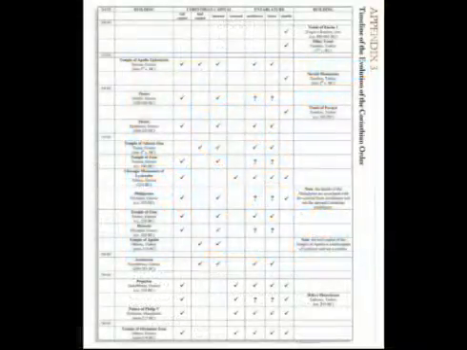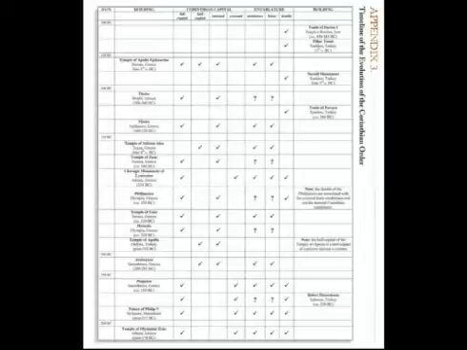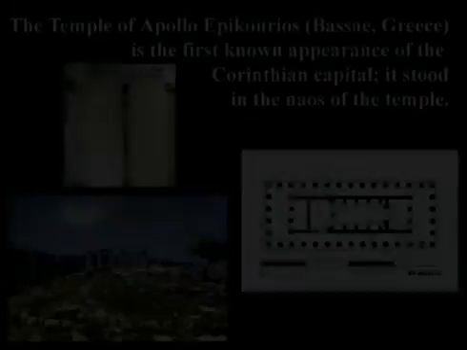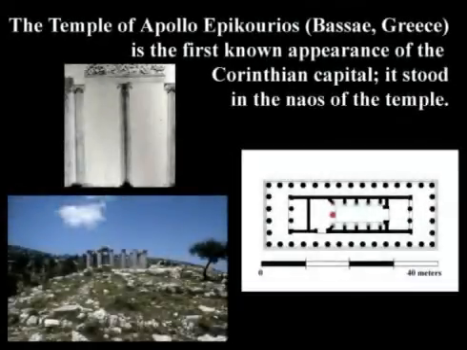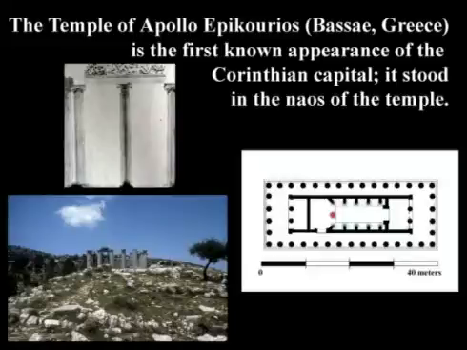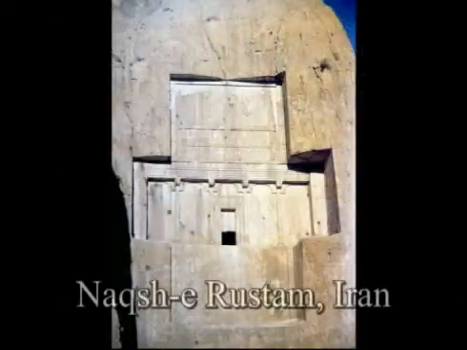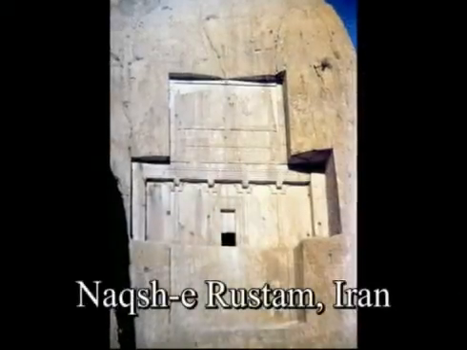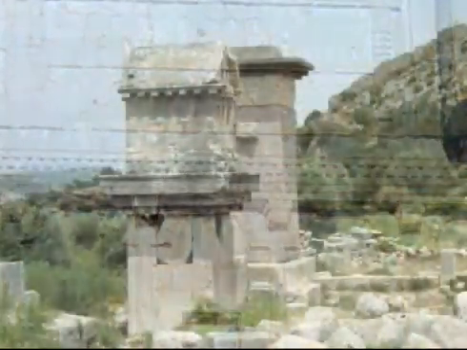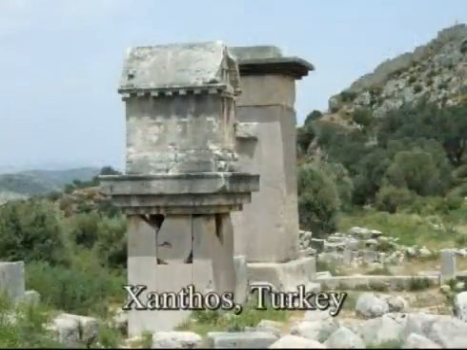We have in the appendix of Volume 3 a chart showing how the various elements of the Corinthian order came together. To summarize this timeline, the first appearance of the Corinthian capital is at the Temple of Apollo at Bassae in the late 5th century BC, in the interior of the temple. The first known use of the dentils was in the tomb of the Persian Shah Darius I in the early 5th century BC. The use of the dentil passed through Lycia, as we can see in some of the Lycian tombs.